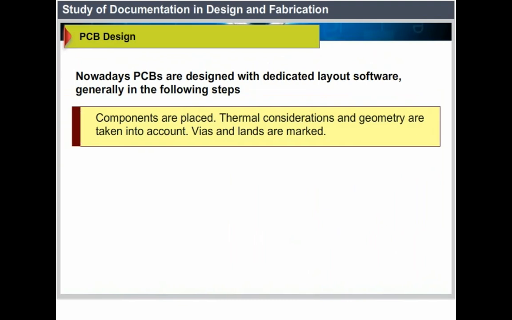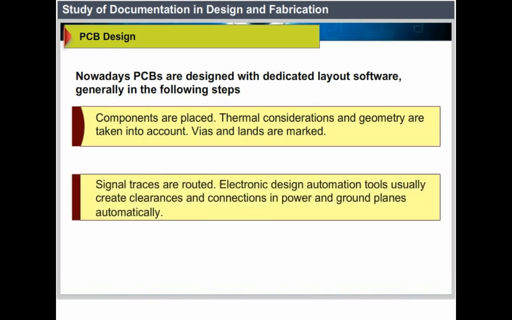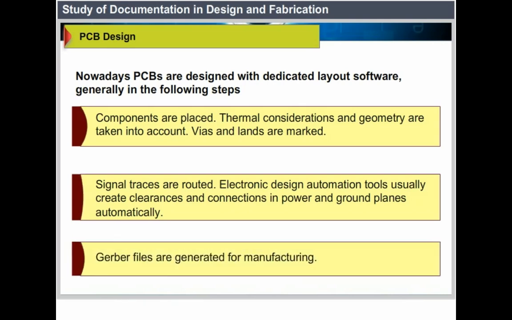Components are placed, thermal consideration and geometry are taken into account. Vias and lands are marked. Signal traces are routed. Electronic design automation tools usually create clearances and connections in power and ground planes automatically. Gerber files are generated for manufacturing.